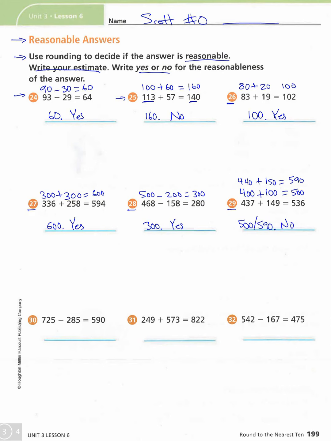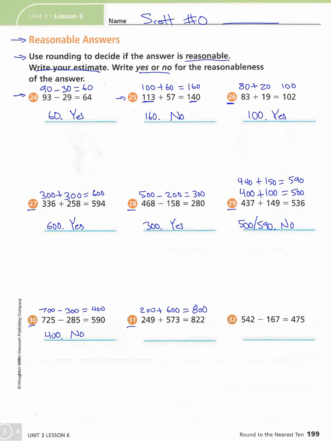So this is going to be interesting, and I didn't really tell you what to do. If you rounded to the hundreds, so let's do number 30, that would be 700, and then we take away 300, we would get 400, which isn't even close, right? So let's say 400 and definitely a no. Let's look at 31 though. 249 would become 200, plus 500, that would become 600, which would be 800, which is 22 off.